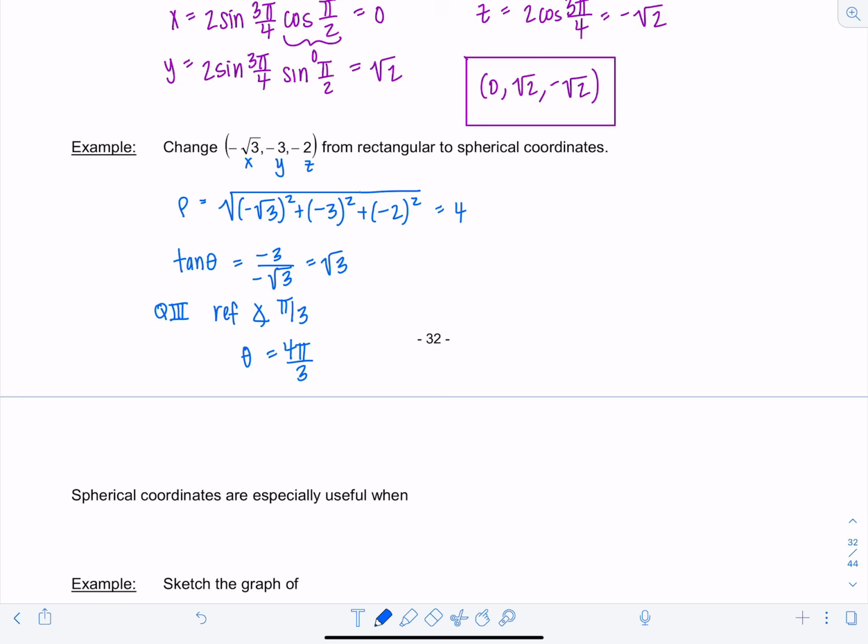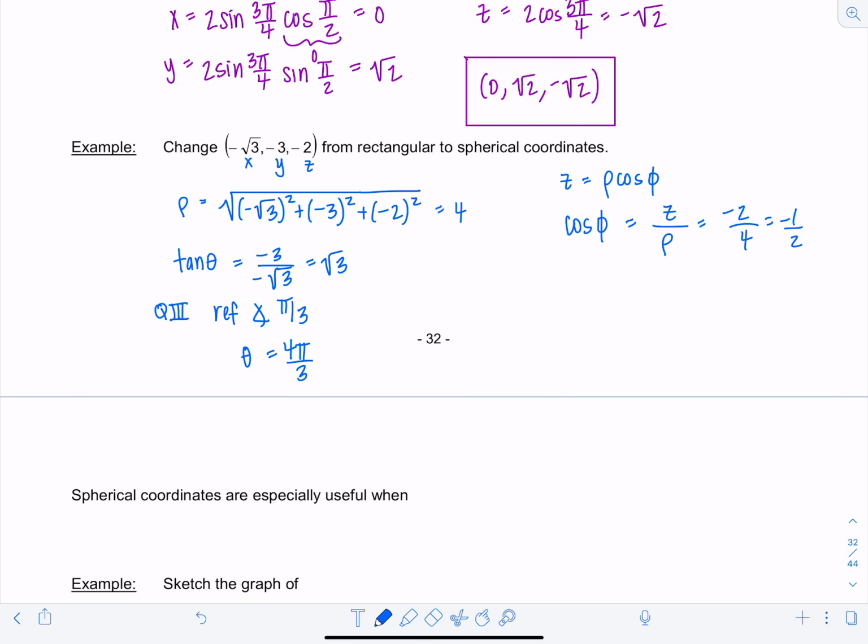Okay, so I've got rho, I've got theta, I just need phi. And it's up to you. I think the easiest thing is, since you need to put to memory z is rho cosine phi, and we have z and we found rho, we're ready to roll. So cosine of phi is going to be z over rho, which in this particular case, z is negative 2, rho was 4. Oh, how nice. Someone wrote this problem who loves us.